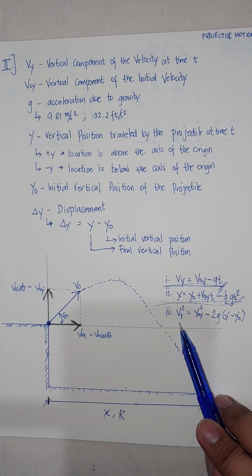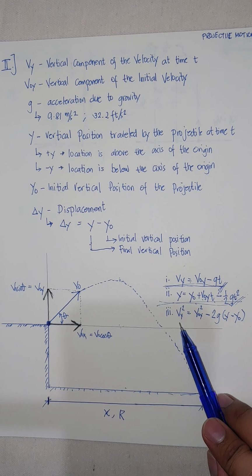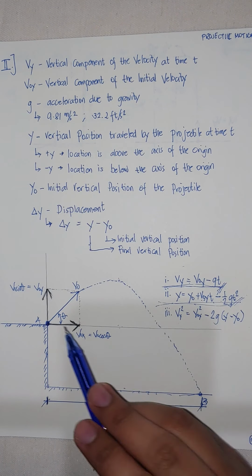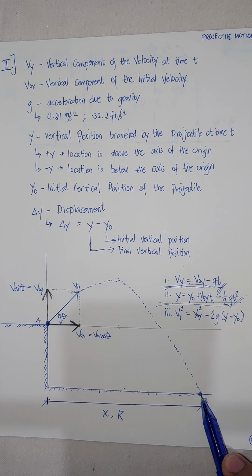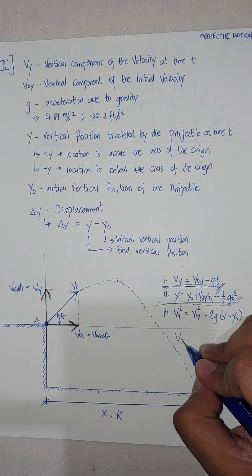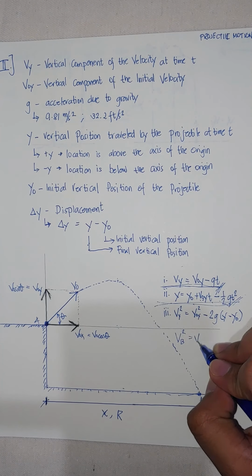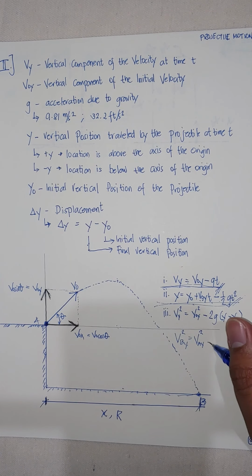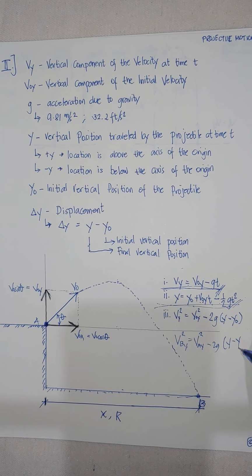Then the last or the third equation for the vertical component of the projectile motion, we have the square of the vertical component of the velocity at time t. This one, v y squared, if this is point A and this is point B, as I said, you can change it into this is the initial and this is the final. So we can change this into v sub b y squared is equal to v sub a y squared minus 2g times y minus y naught.